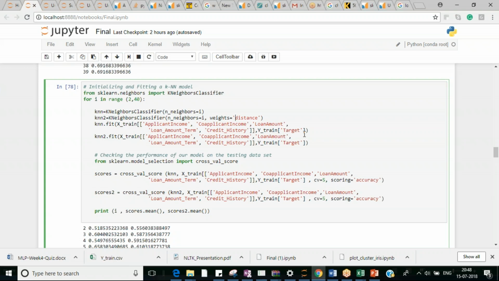Correct? Yeah, that's correct. Yes. Okay. Now there is something called weights.